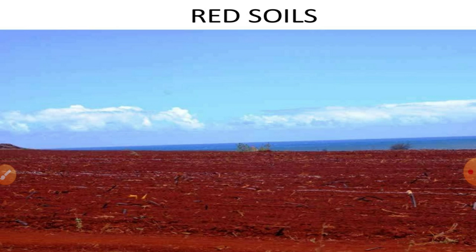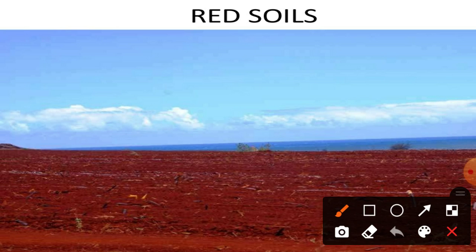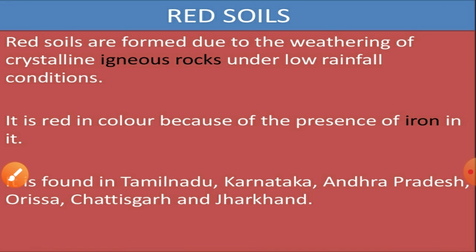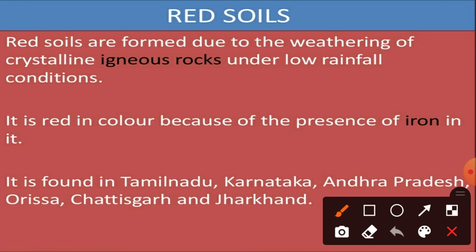The third soil is the red soil. As you can see, the color appears red. So the color of the soil is red, as we can understand from the name only. Red soils are formed due to the weathering of the crystalline igneous rock under low rainfall conditions.